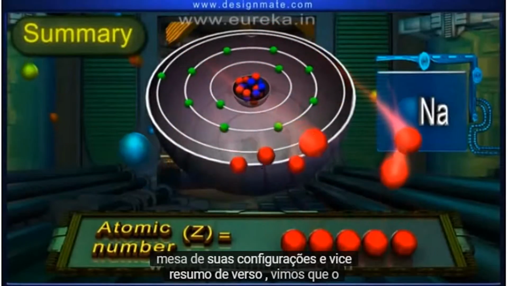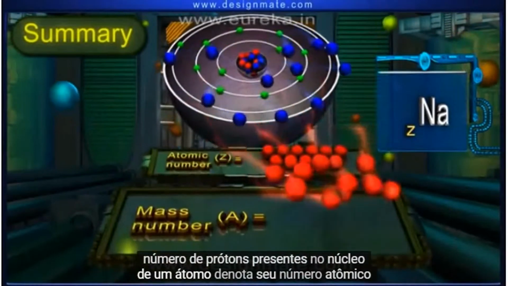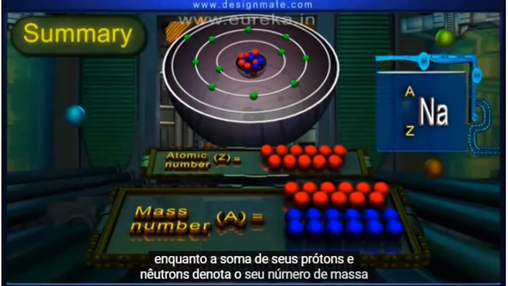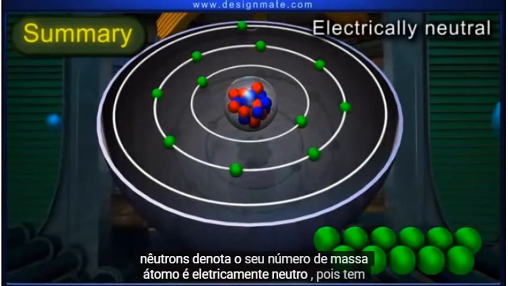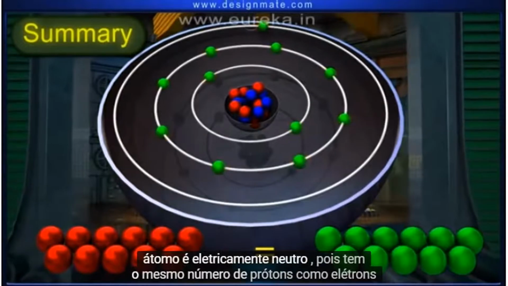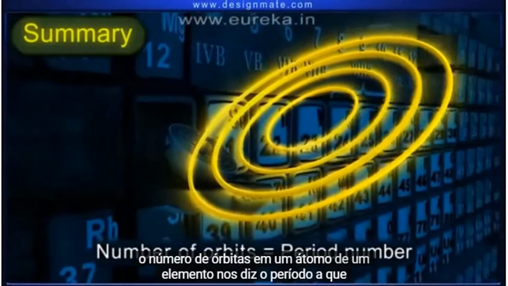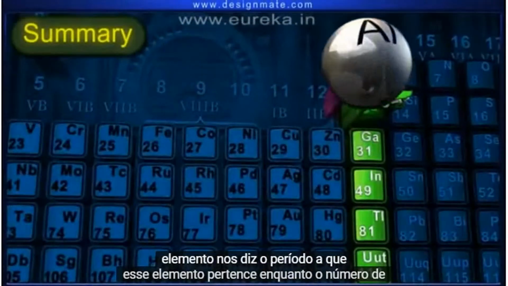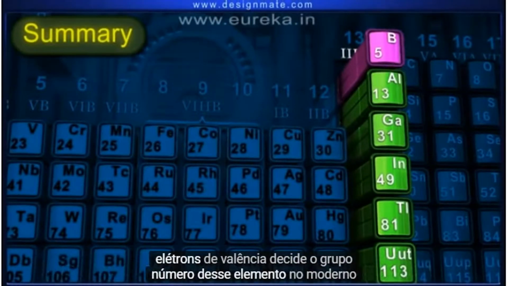Summary: we have seen that the number of protons present in the nucleus of an atom denotes its atomic number, while the sum of its protons and neutrons denotes its mass number. The atom is electrically neutral as it has the same number of protons as electrons. The number of orbits in an atom of an element tells us the period to which that element belongs, while the number of valence electrons decides the group number of that element in the modern periodic table.